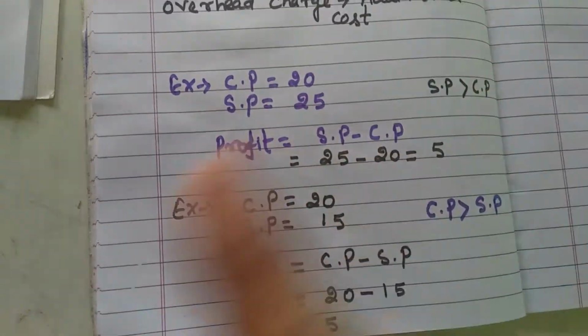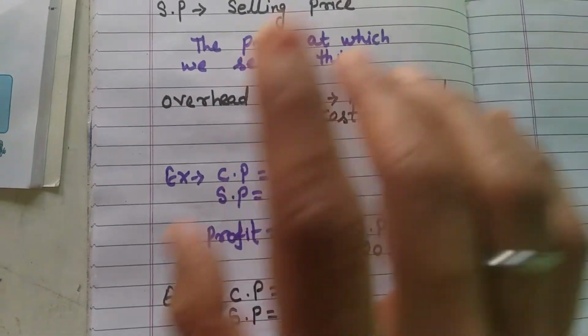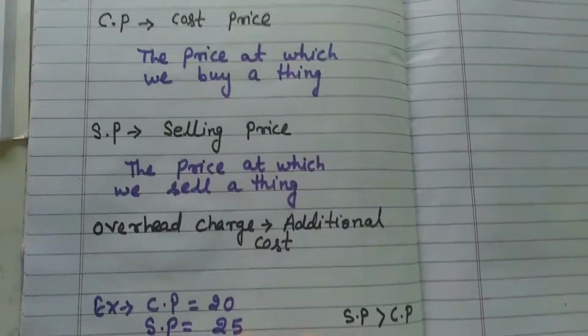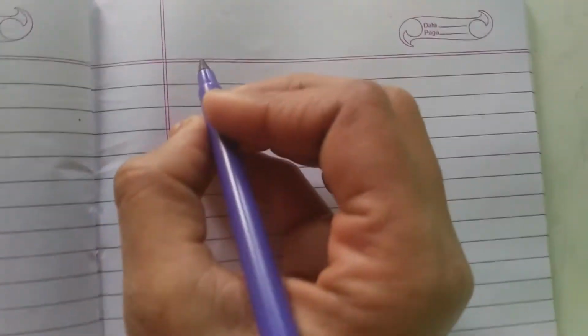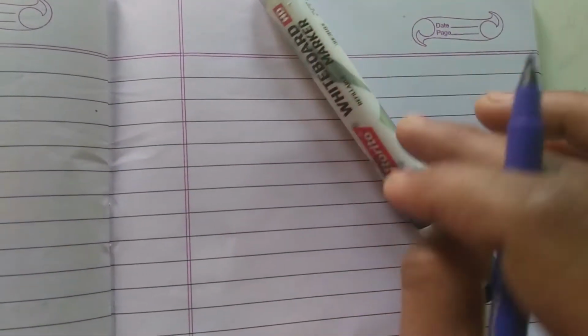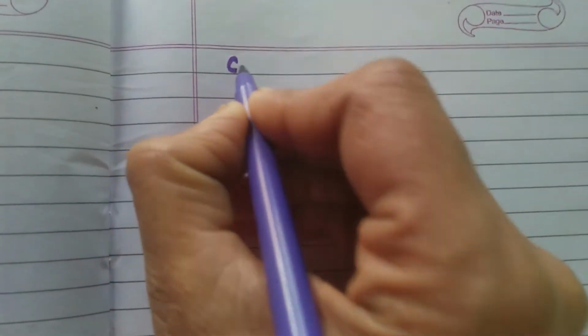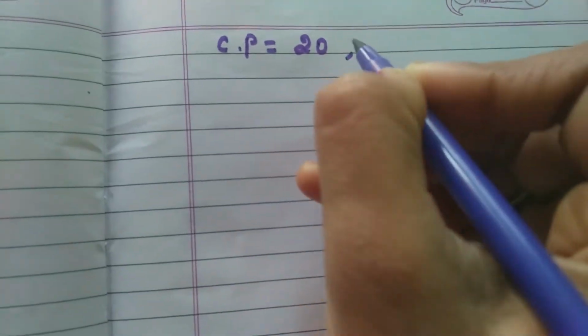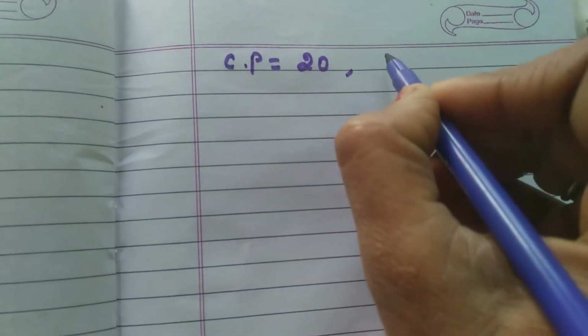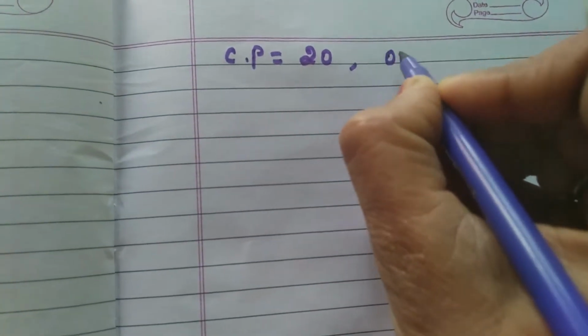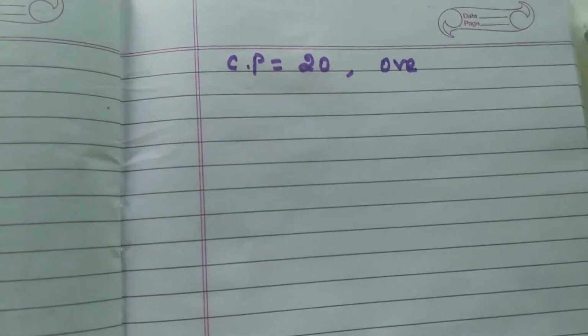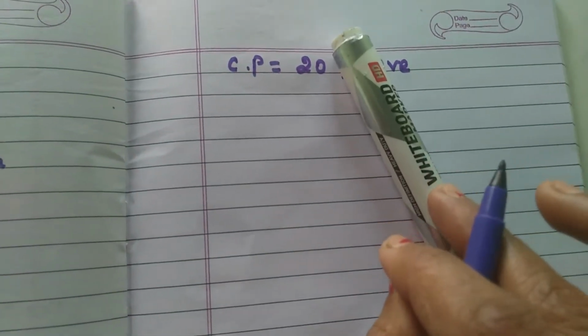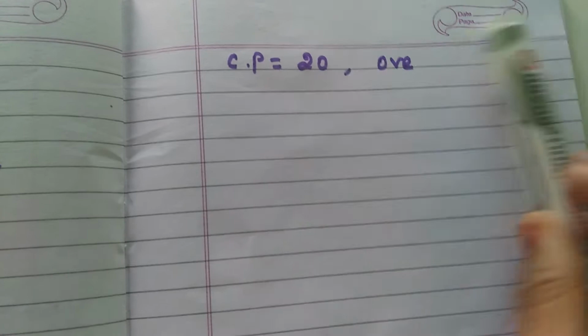Now let's do one more example for overhead charge. Suppose the cost price of this marker is 20 rupees. What is the cost price of this marker? 20 rupees. And you have added here overhead charges. Which kind of overhead charges? I have added transportation charge 5 rupees.